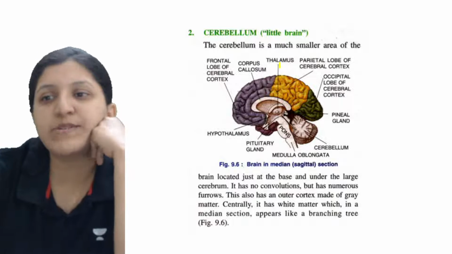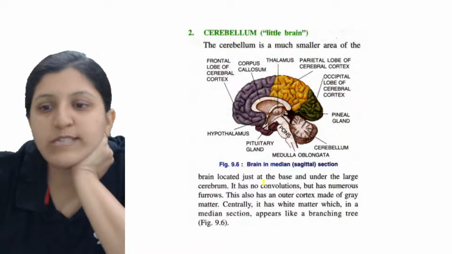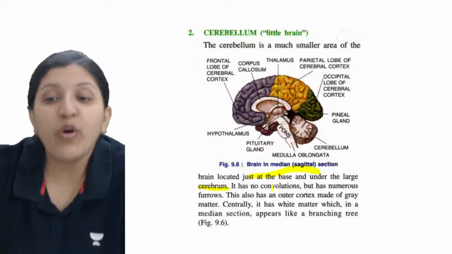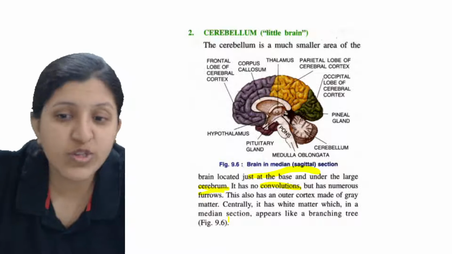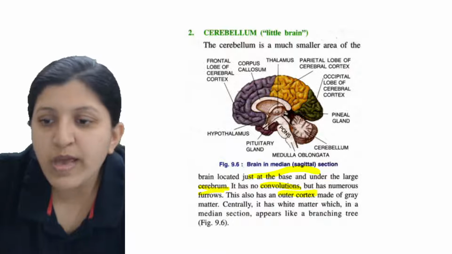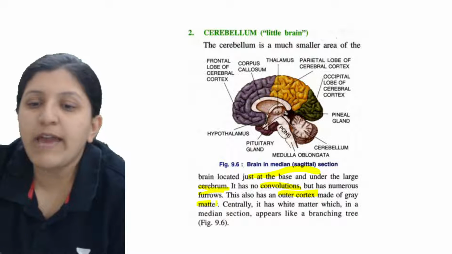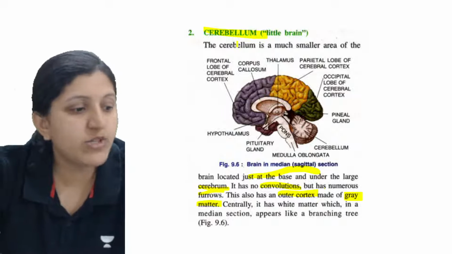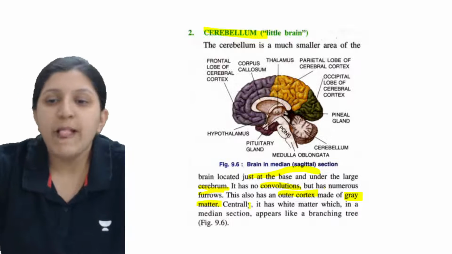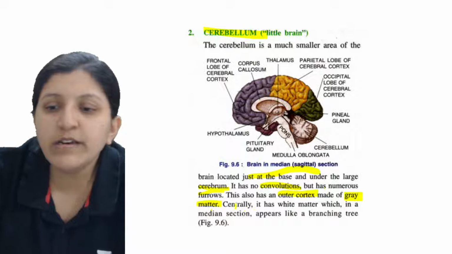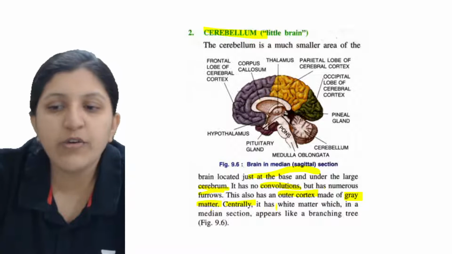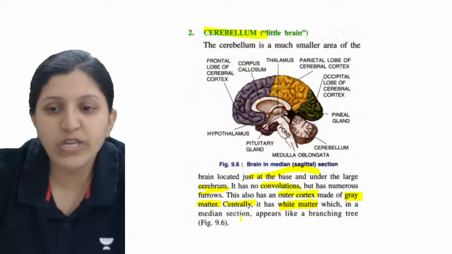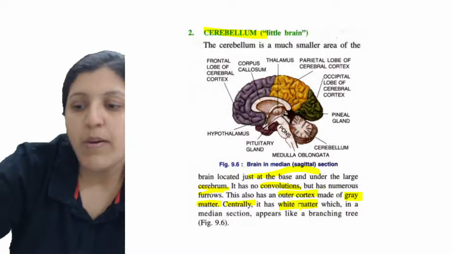So the cerebellum is a much smaller area. It is located at the base and under the large cerebrum. There are no such convolutions, but yes, you can find lots of furrows there. This also has an outer cortex which is again gray matter. So this is with respect to the cerebellum. So the outer cortex is the gray matter. Centrally, that is the inner part, it has white matter which is again made up of axons, and the median section appears like a branching tree.